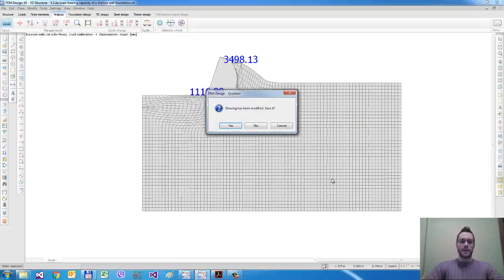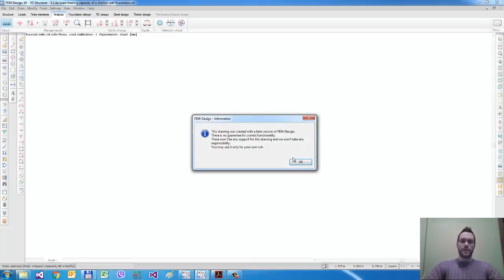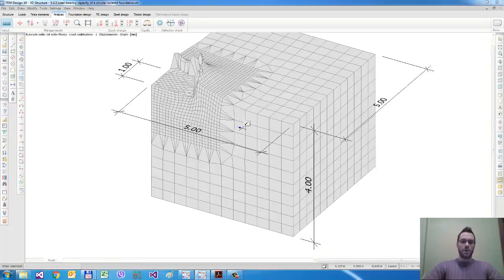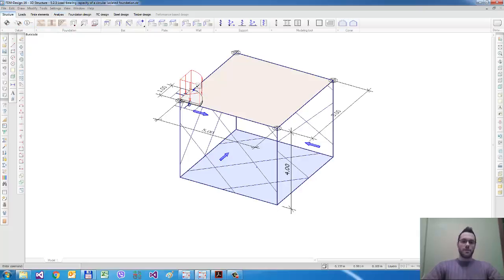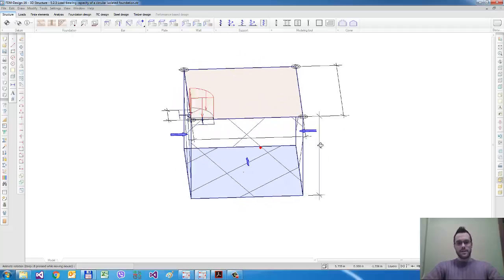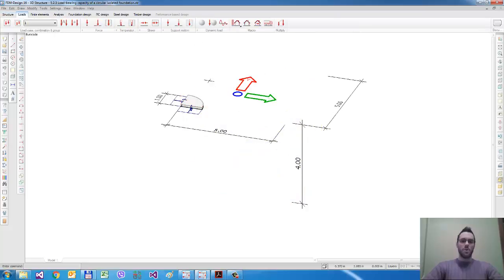So let's see another example. The former example was a cohesive soil. Now I will show you frictional soil. In this case, I modeled a circular foundation, just a quarter of this foundation, and I use a symmetry plane here and on the other side also. So this is the model, and then I also apply some load at the top of the foundation.